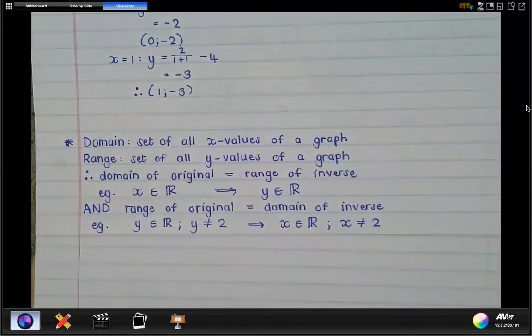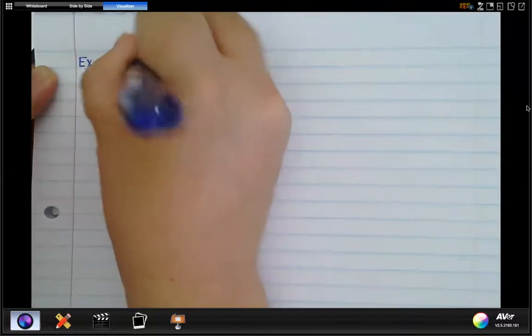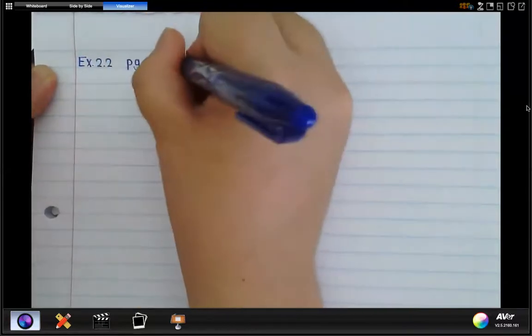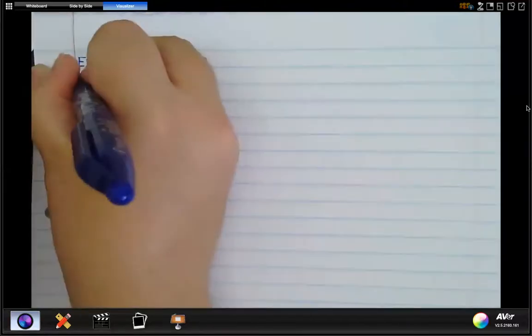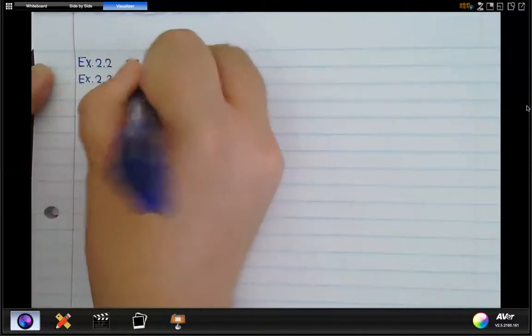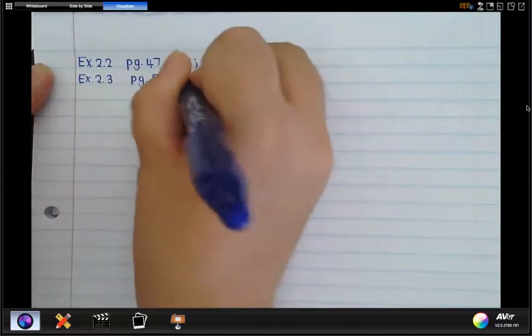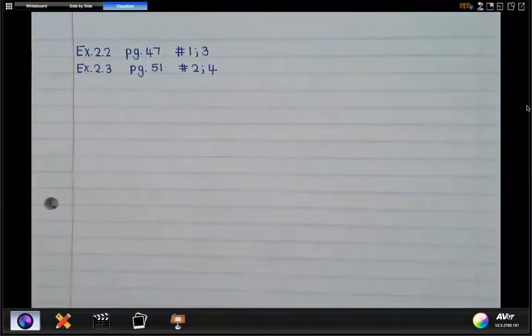Okay, I am going to send you guys some homework for tomorrow. I will be back at school tomorrow, so we are going to mark this all tomorrow. So please make sure that you do it. This is in your textbook, exercise 1.2 on page 47. I would like you to do numbers 1 and 3, and then exercise 2.3 on page 51, if you could do numbers 2 and 4. Okay, so that is your homework for tomorrow.